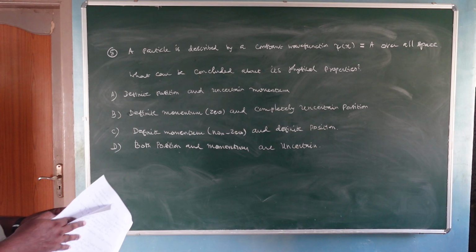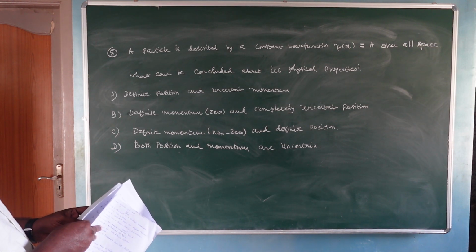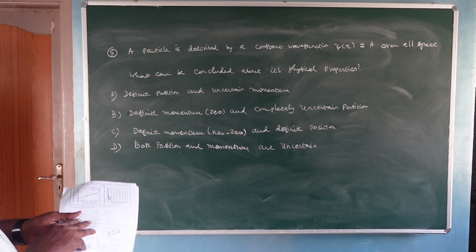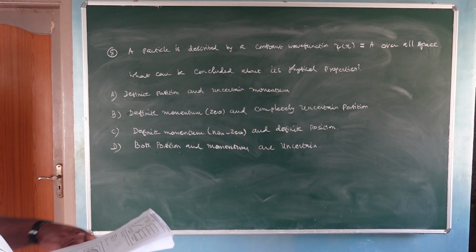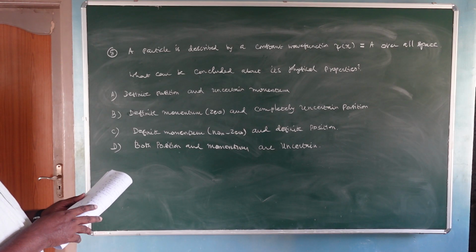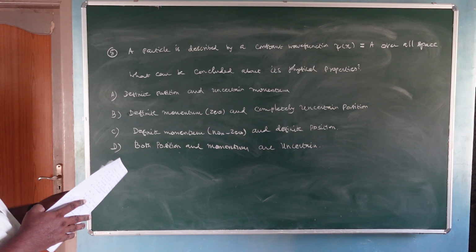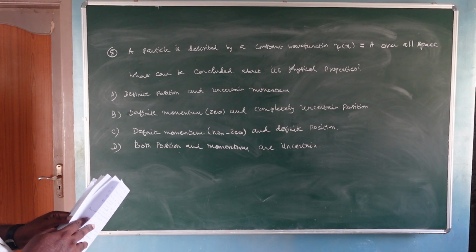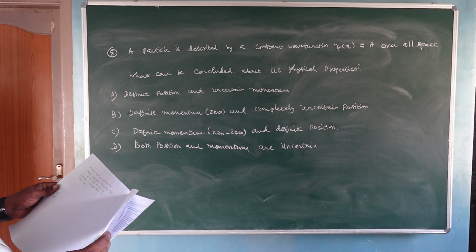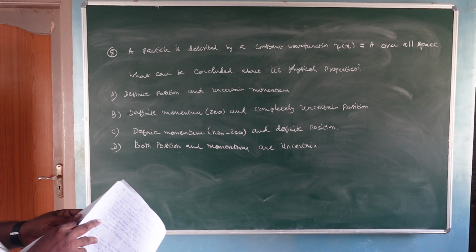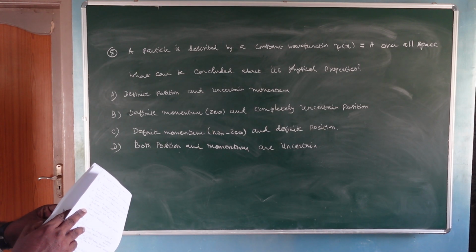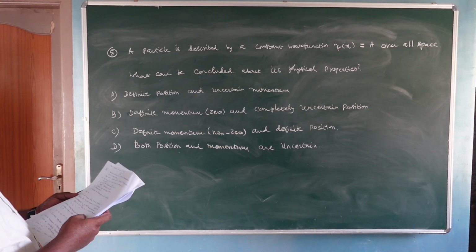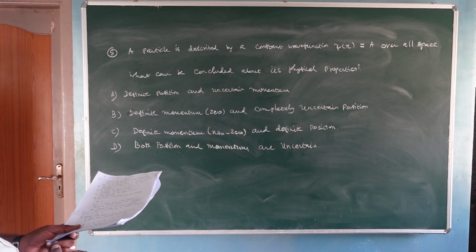See that a particle is described by a constant wave function psi of x equal to A over all space. What can be concluded about its physical properties? There are 4 options: definite position and uncertain momentum, definite momentum 0 and completely uncertain position, definite momentum non-zero and definite position, both position and momentum are uncertain.